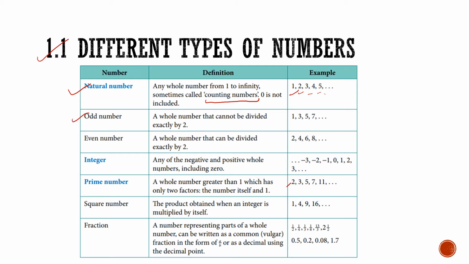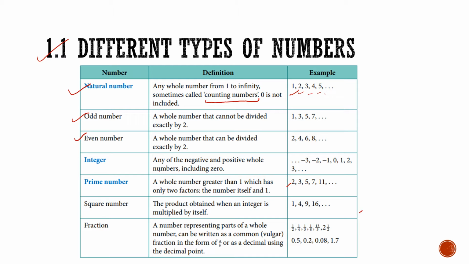Odd numbers are numbers that cannot be divided exactly by 2, such as 1, 3, 5, 7, 9, 11, 13, 15, 17, etc. Then we have even numbers. These are whole numbers that can be divided exactly by 2. 2, 4, 6, 8, 10, 12, 14, 16, 18, 20, and all the way to infinity.